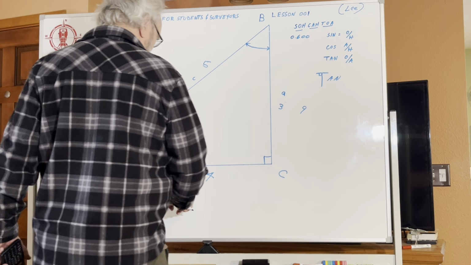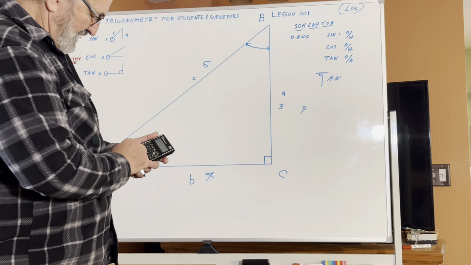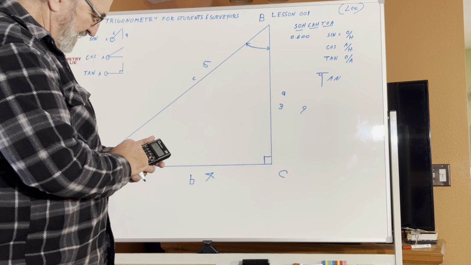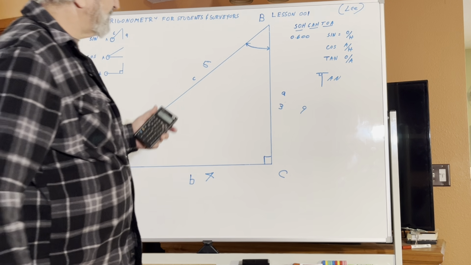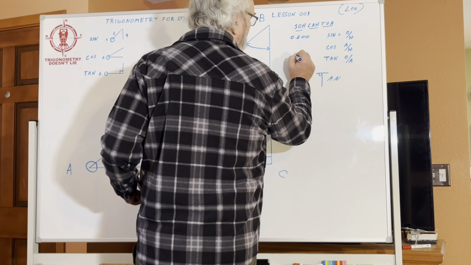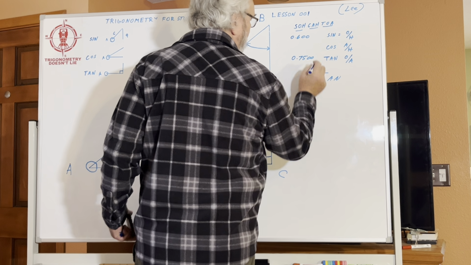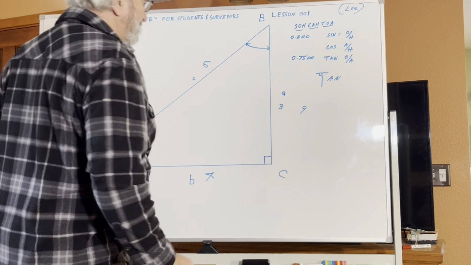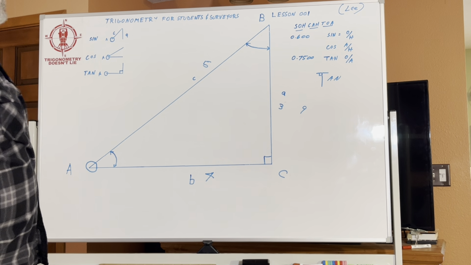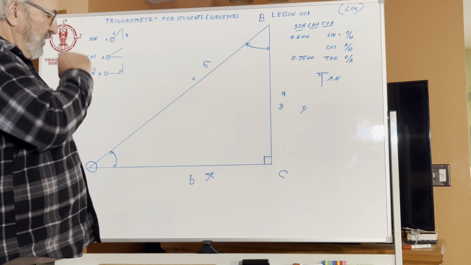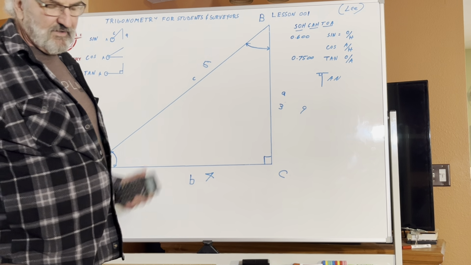That's the opposite over the adjacent, 3 over 4. So you're going to go 3 divided by 4. I'm going to go 3, enter 4, divide. You're going to get 0.75, or 0.750. That's the tangent. That's the ratio. This line is 3/4 as long as that line. That's all that is. And so now what we want to do is take this to the trig tables in the book. This is what's in here.